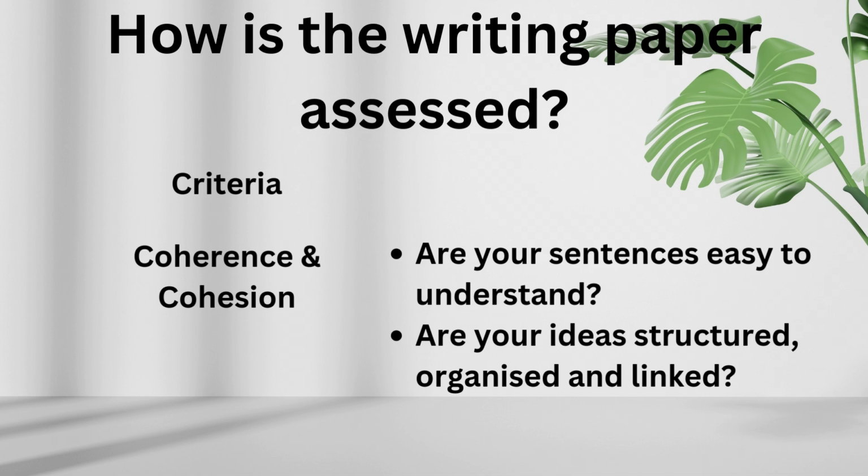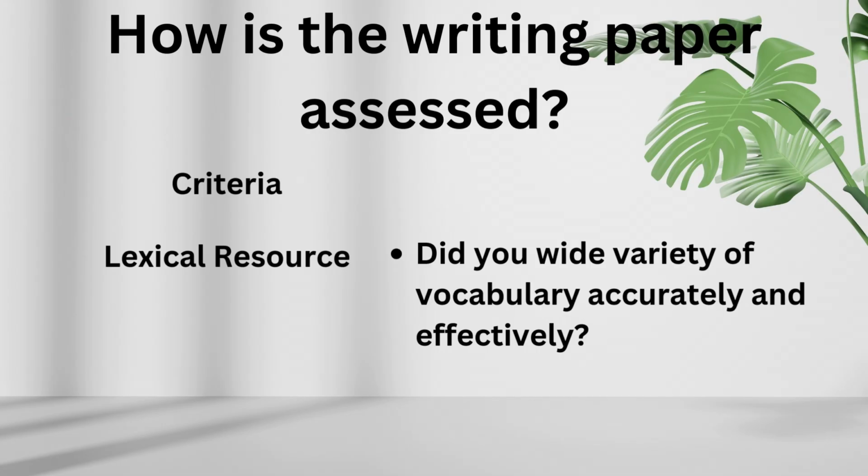The next criteria is coherence and cohesion, which means that are your sentences easy to understand? Are your ideas structured, organized, linked? In short, the information and ideas which you have presented should be logically sequenced and should be very clear and easy to understand. Then we move on to lexical resource, which is essentially vocabulary.